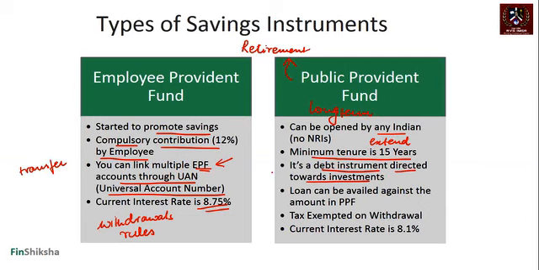So the agency managing the employee provident fund or public provident fund would then go and buy debt instruments largely. Now, because the tenure is 15 years, the liquidity is not high, you cannot get your money back quickly. You though have a facility that a loan can be availed against the amount in PPF. So if you have 10 lakh rupees in your PPF, you cannot withdraw it unless 15 years are done, but you can take a loan against it, right? Tax is exempted on withdrawal. So whatever money comes out with interest component of 8.1% after 15 years, you will not pay any taxes on that, right? So that's your public provident fund and employee provident fund.